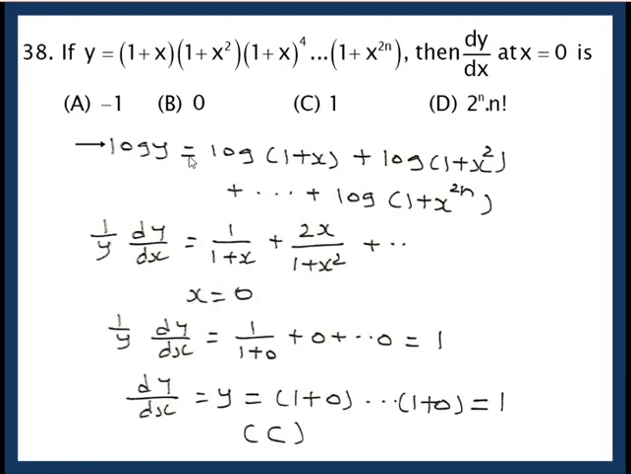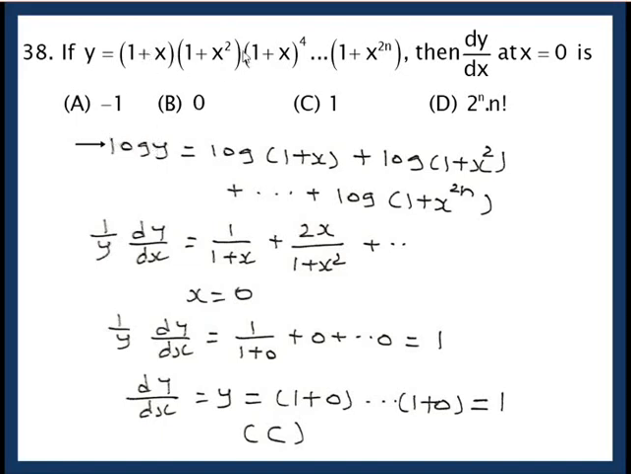Now this is an interesting sum. If y equal to 1 plus x into 1 plus x square, 1 plus, this should not be bracket raised to 4. This should be 1 plus x raised to 4. This 4 should be here. Up to what? 1 plus x raised to 2n. Then dy dx at x equal to 0 is, you have to take logarithm.